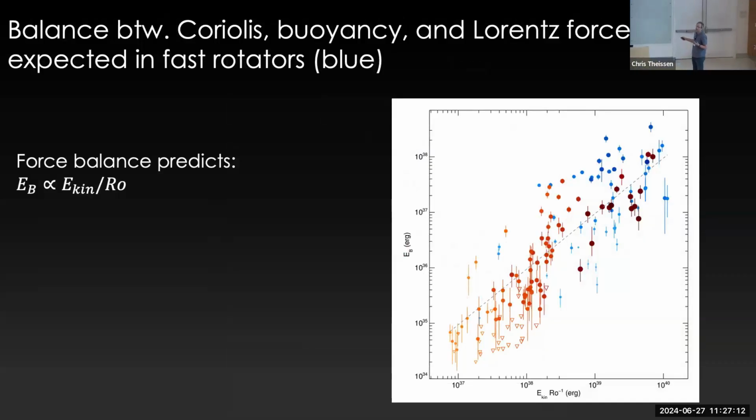If that is the case, you would expect a clear correlation between magnetic energy and the ratio between Ekin and rho. For the blue ones, I don't know if you see that, and this is more for the experts because I'm coming to the end here.